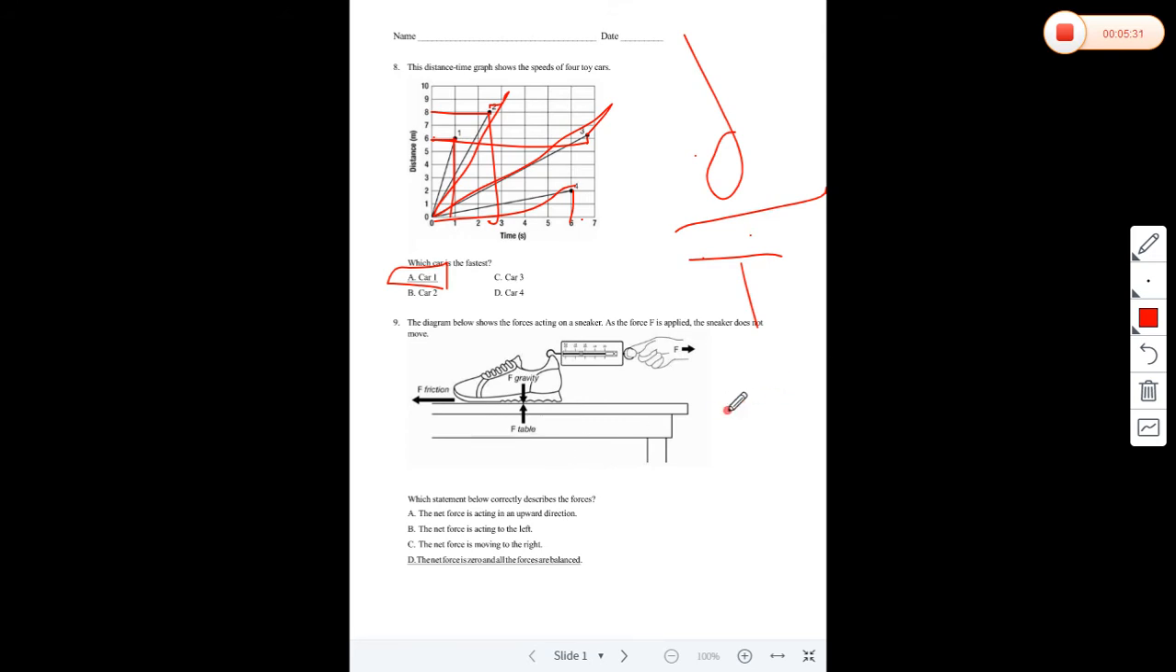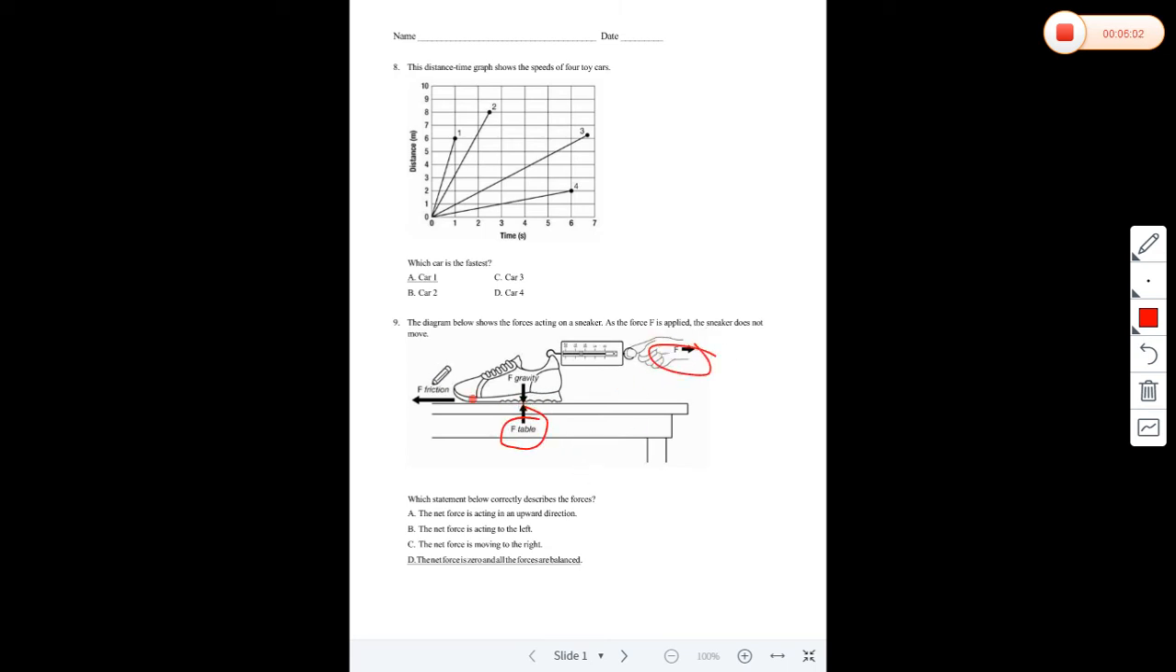Okay, the next question. The diagram below shows the forces acting on a sneaker. As the force F is applied, the sneaker doesn't move. We can see that the sneaker is affected by a force here, and a force, and a force. So we have more than one force, so it will be net force.